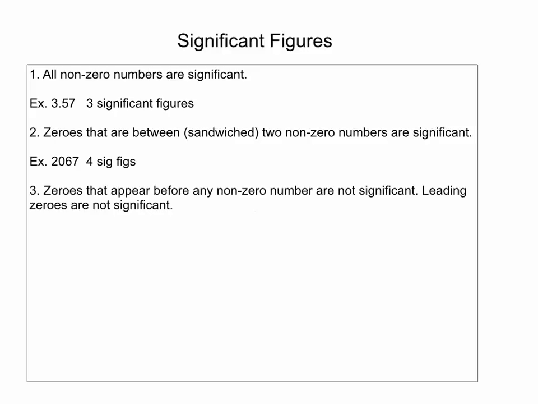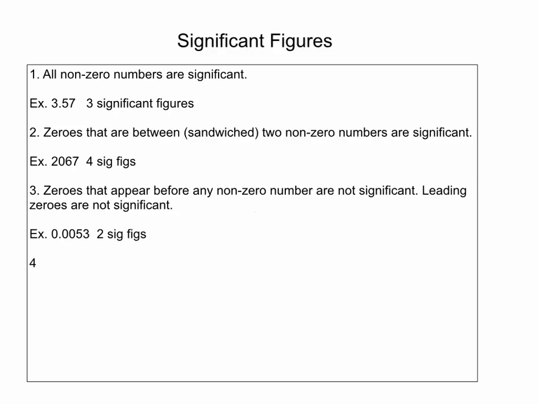And an example, 0.0053. In this example, the 5 and the 3 are not zeros, so they are significant, but the zeros in front, these are just placeholder values. They weren't actually measured. They come before any non-zero number, so according to rule number 3, they are not significant. So in this case, our number only has 2 significant figures.